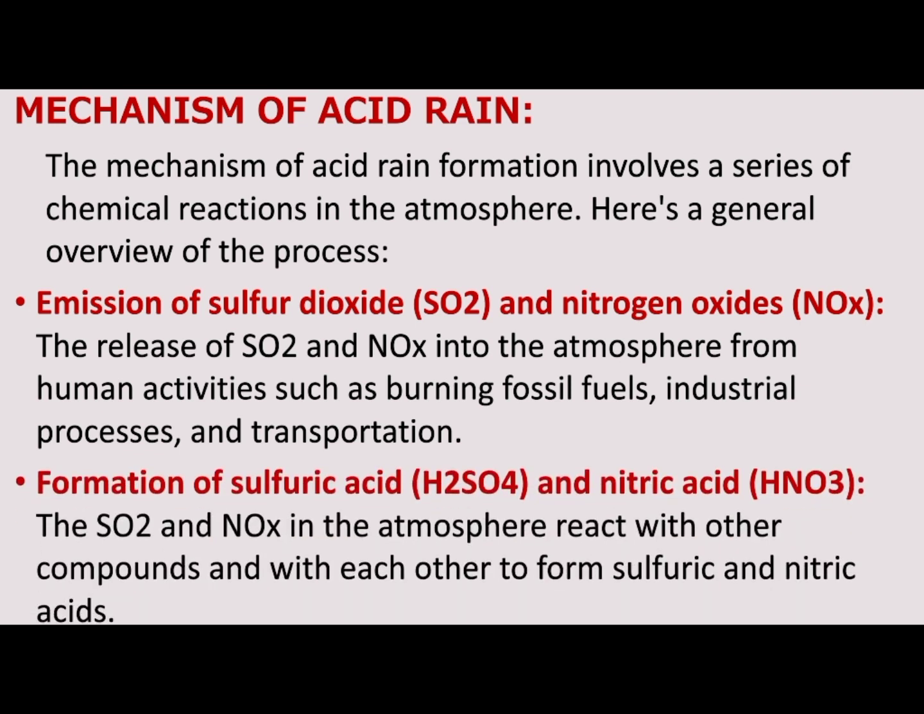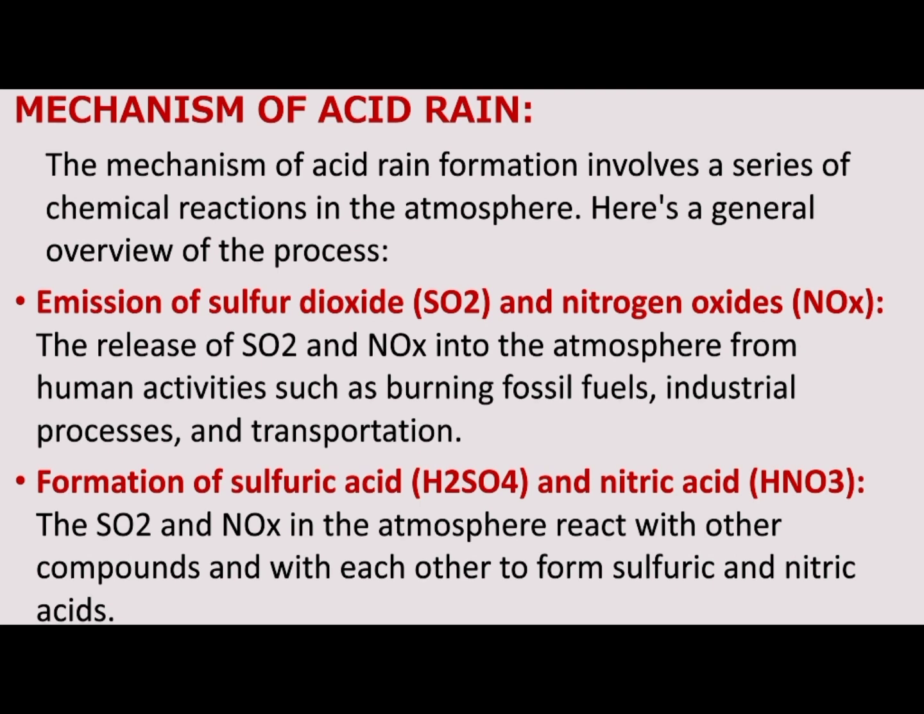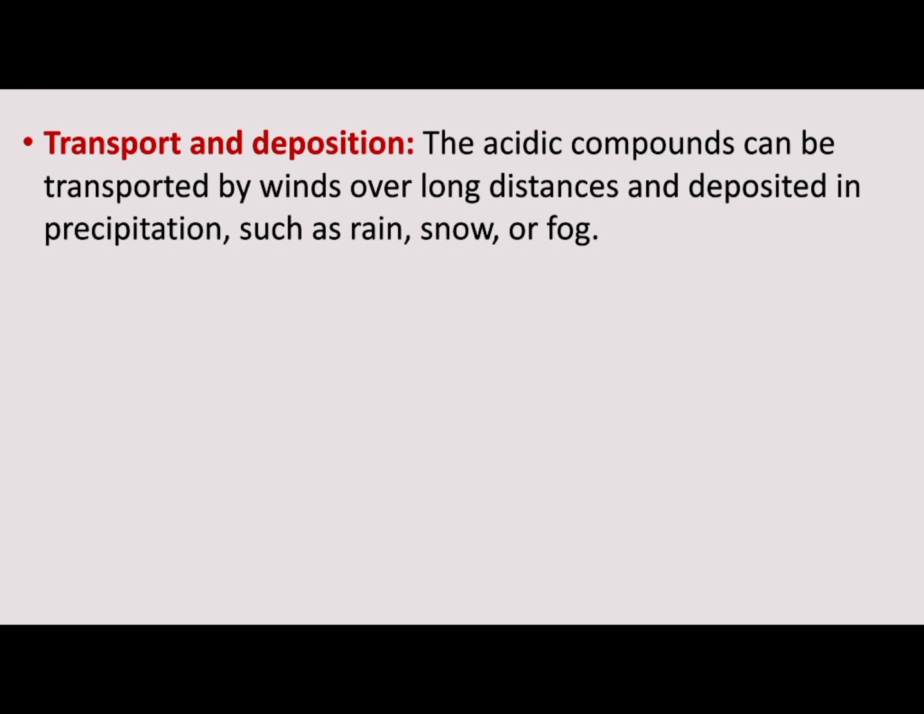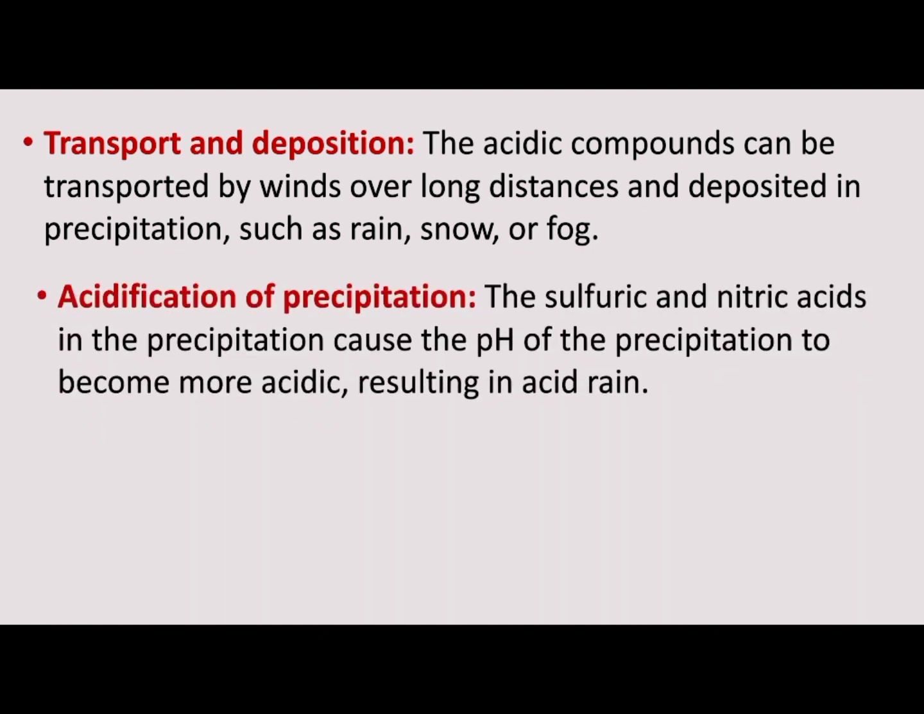So in the first step, emission of sulfur dioxide takes place. In the second step, formation of sulfuric acid and nitric acid from these oxides takes place. In this step, sulfuric acid and nitric acid are formed by the combination of oxides. Then we discuss the third step, that is transportation. After the formation of acid, these acidic compounds can be transported by winds over long distances and deposited in precipitation, such as in the form of rain, snow or fog. So first they are formed, then they are deposited in the form of rain, snow or fog.